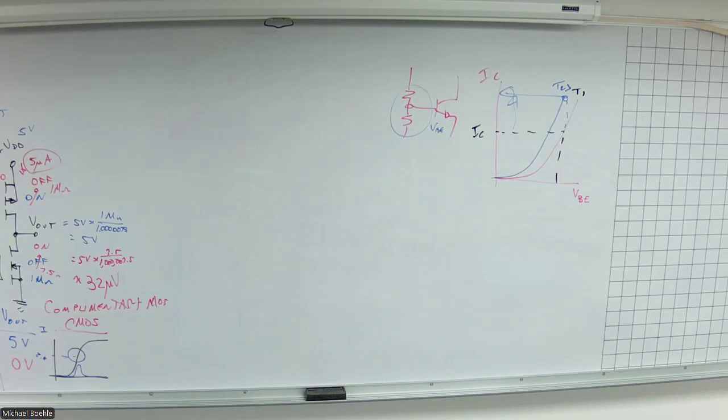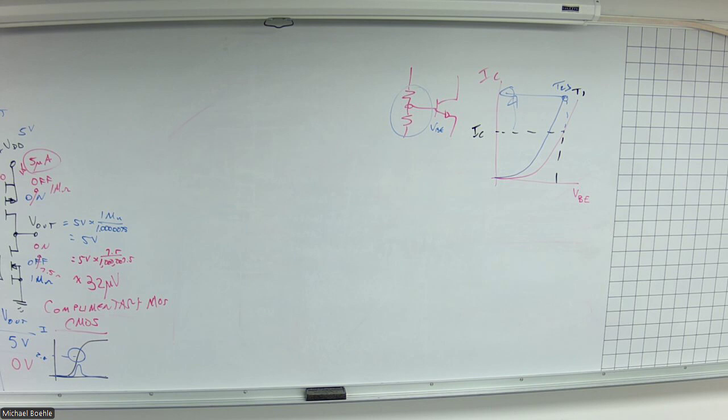Because we don't have a forward biased PN junction in my MOSFET, I don't have this problem. In fact, as the temperature goes up, the resistance actually can go up. And so that'll actually help limit thermal runaway of any sort.